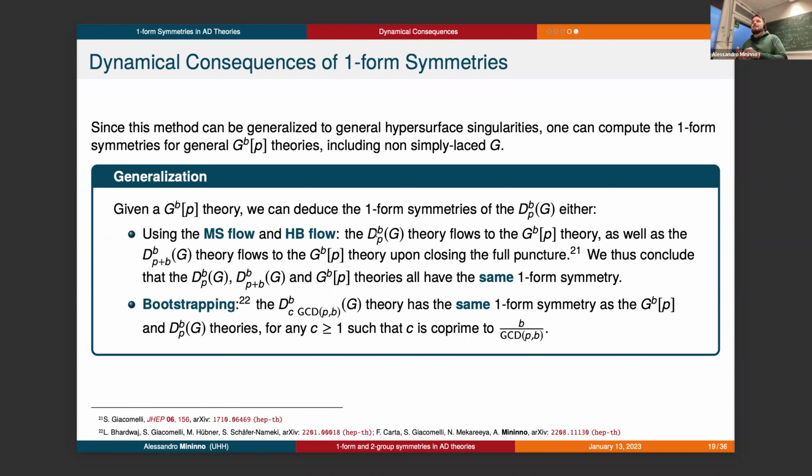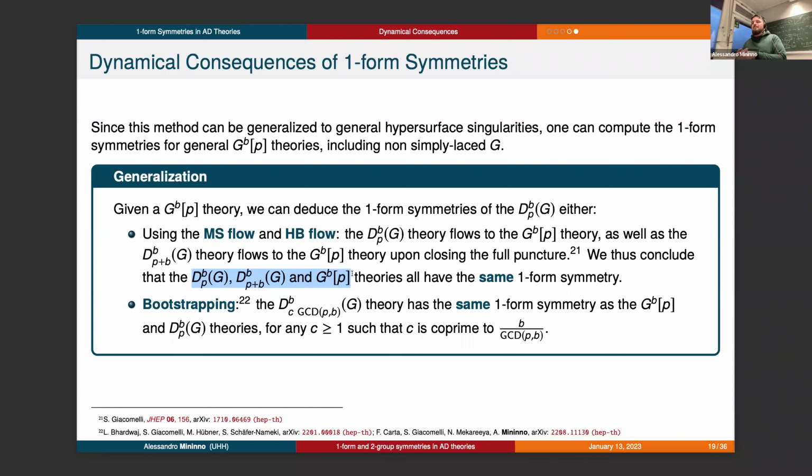So you study the Maruyoshi-Song flow that gives you this theory here flowing to the GP, or you do a Higgs branch flow by mass deforming, and by closing the full puncture you go from this theory to this. And we concluded that all these theories here, since the one-form symmetries are invariant under this kind of flows, have the same one-form symmetry.